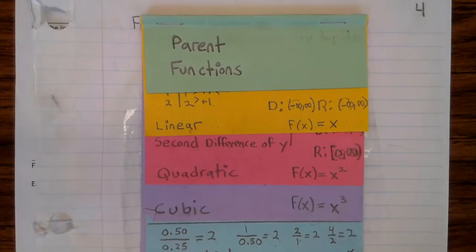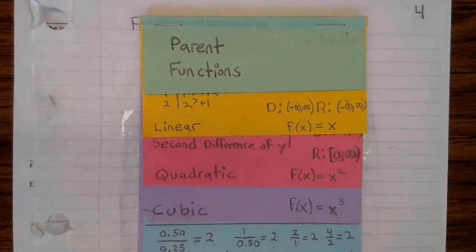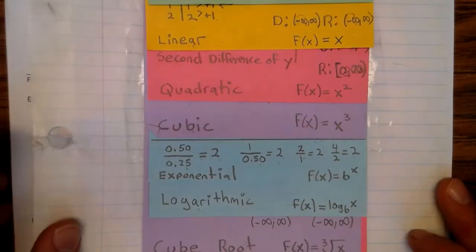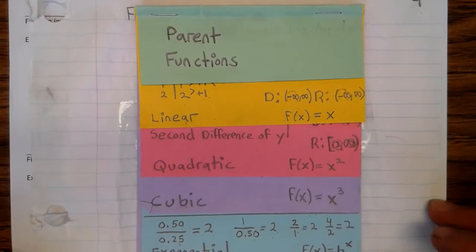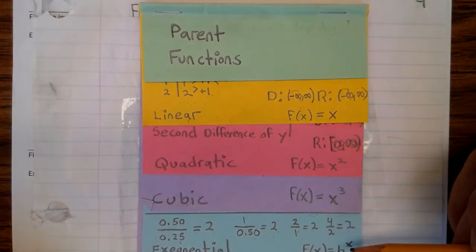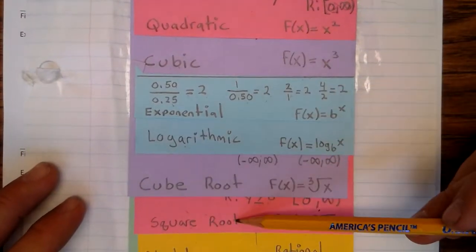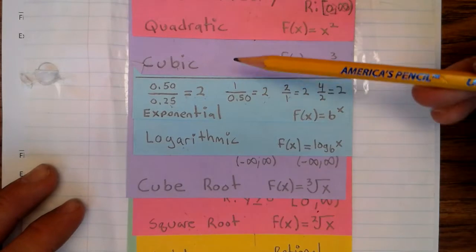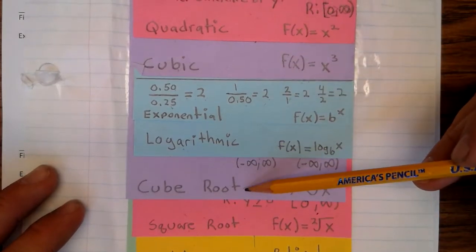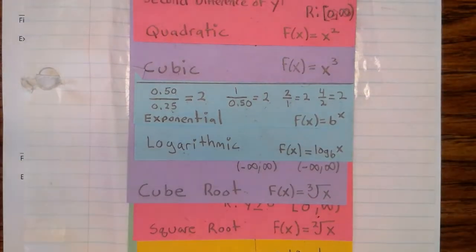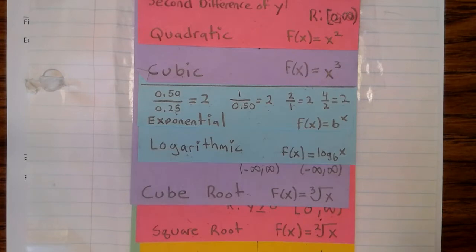Now, at this point, I want you to find your parent function foldable that was on page 4. You're probably going to take it out of your journal, and then once we're done with the video, put it back in your journal in the correct order on page 4. Now, one thing I didn't tell you in making this is that the inverse corresponds to the colors, okay? So you can see that quadratic and square root are pink, well, they're inverses of each other. Cubic and cube root are purple, and they're inverses of each other. Exponential and logarithmic are blue, and they're inverses of each other, okay? All right, so that's why the color was important in the foldable.